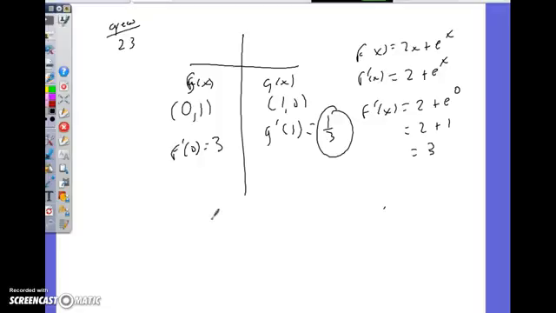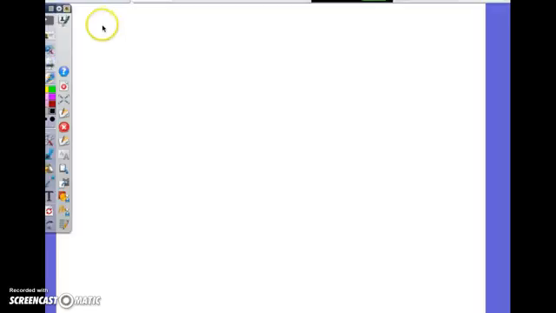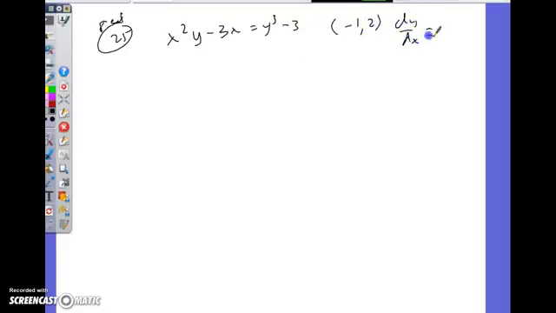All right, Julia. Red 25. It is x squared y minus 3x equals y to the 3rd minus 3. The point is negative 1, 2. And I want to find dy dx. Agreed? So what am I going to do?